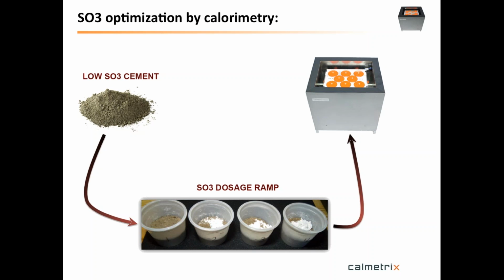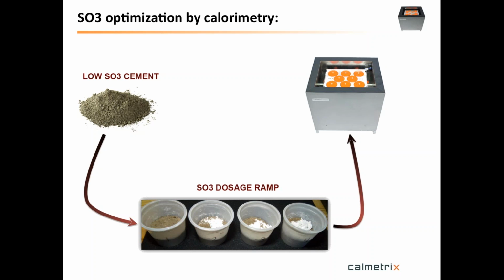you just start with your simple low dose SO3 cement that you know is slightly undersulfated, and you use this as sample number 1. You see the 4 sample vials there. The one on the left is just a plain cement. And the next vial, you have the same plain cement, and you add a little bit of sulfate, or you substitute part of the cement with a little bit of sulfate. The third one, you add a little more sulfate, and the fourth one, a little more sulfate, and so on.